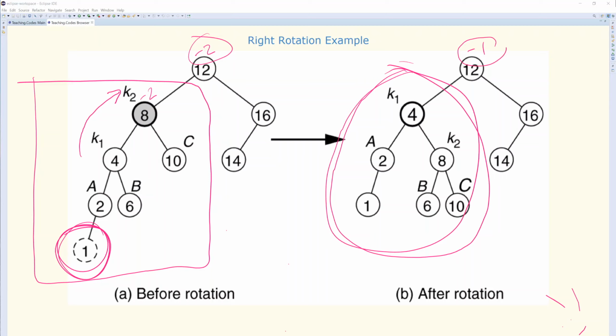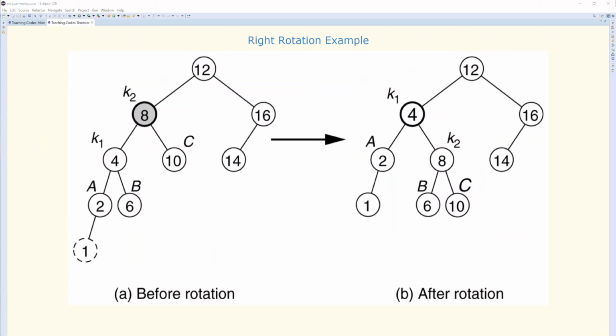So you should always check after each rotation if things are still problematic or they are already solved. So solving part of the problem somehow solved the whole problem for us. That's possible.